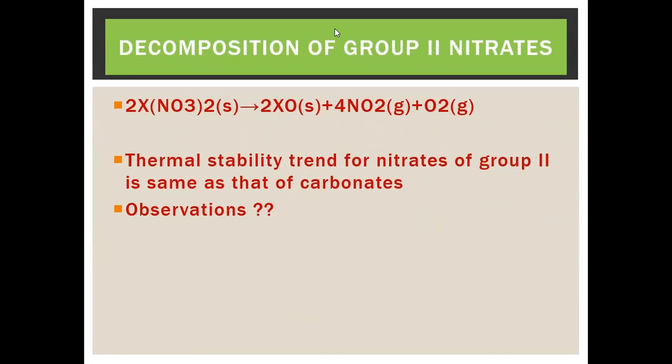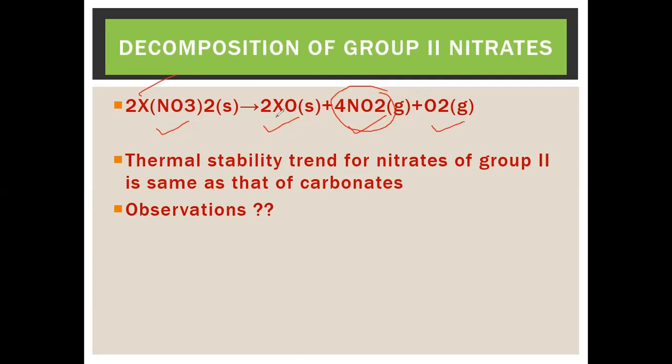Decomposition of group 2 nitrates. Now, X is the group 2 metal. You can put any metal instead of X, that is magnesium, calcium, strontium, barium, etc. Whenever group 2 nitrates decompose, they turn into metal oxide, nitrogen dioxide, and oxygen gas. Do you remember the color of NO2? Brown. Please remember this observation, it is asked in the past papers.